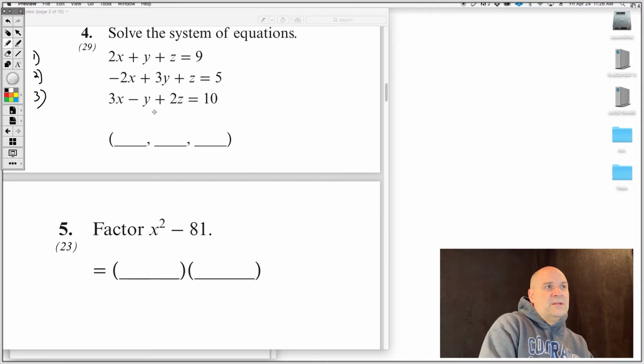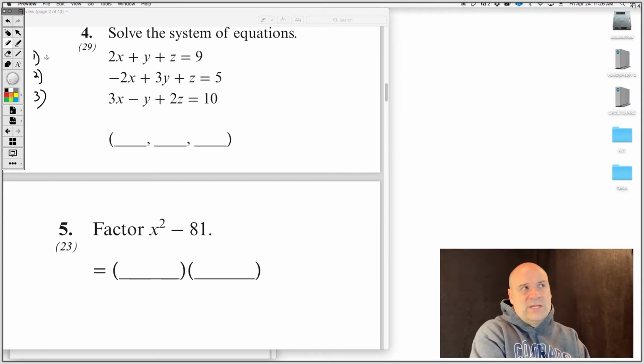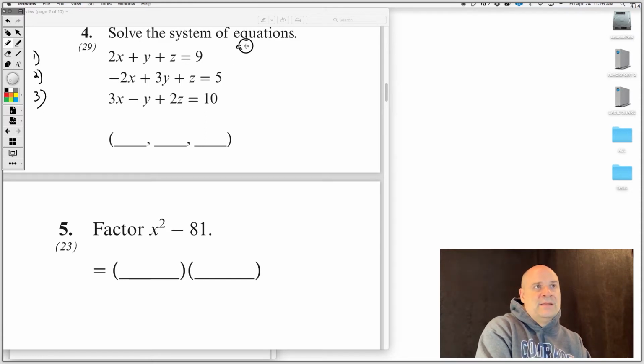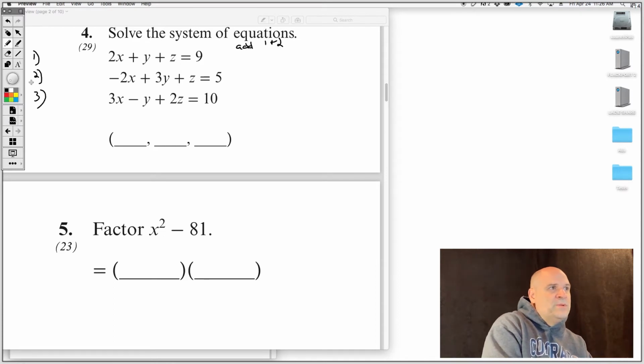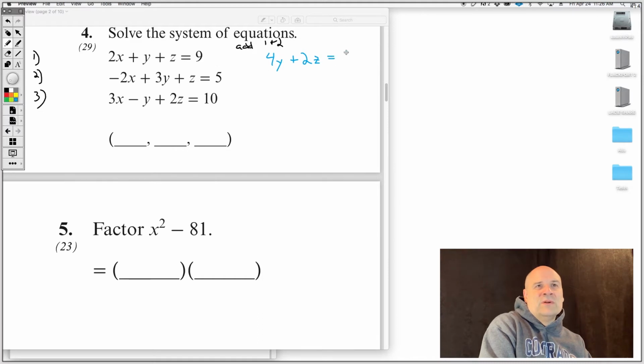All right, so look what happens. If I just add equations 1 and 2 together, what's gonna happen? The x's are gonna cancel. So I'm gonna start with that. I'm gonna add 1 and 2 together. So what happens when I do that? I get this equation. If I add those together, I get 4y because the x's cancel. So y and 3y is 4y. z and z is 2z. And then 9 and 5 is 14.